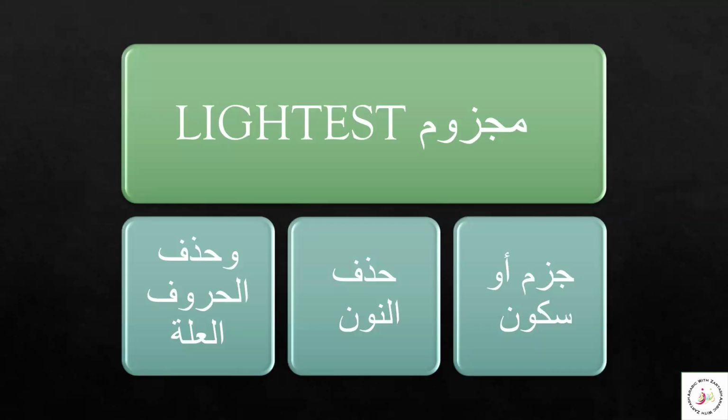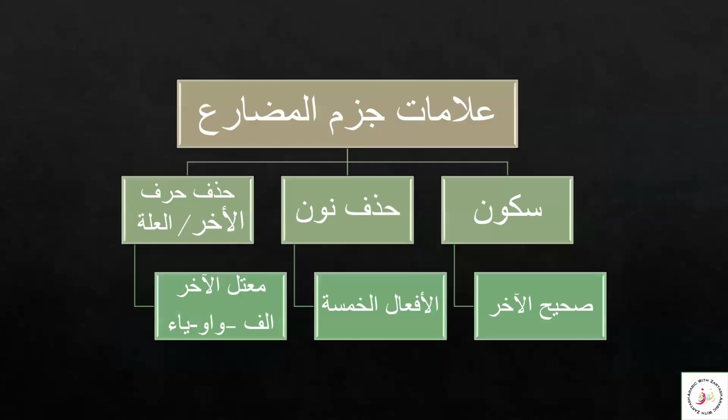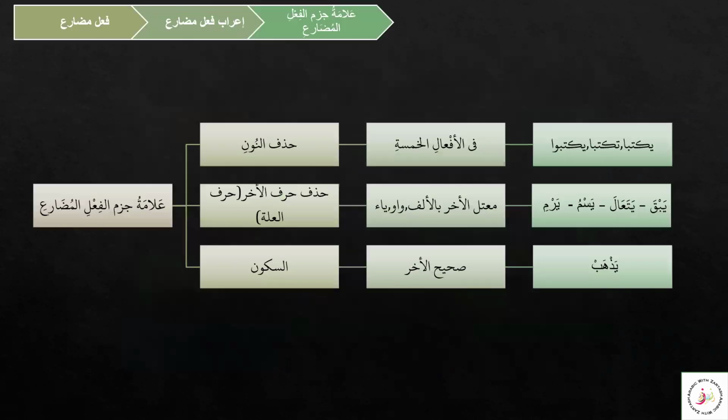Then we learn about the majzoom state. We learn about jazm or the sukoon, and harf illa. We learn about the three states. We know that sukoon will only happen when there is sahih akhir. If the last letter is sahih, not weak like waw, ya, and alif, mudari majzoom will end with the sukoon on the last letter, with the inbuilt pronouns. What are the inbuilt pronouns? The huwa, hiya, anta, ana, and nahnu.